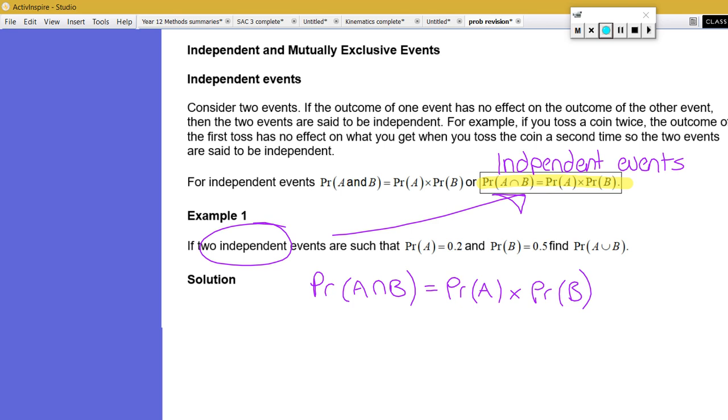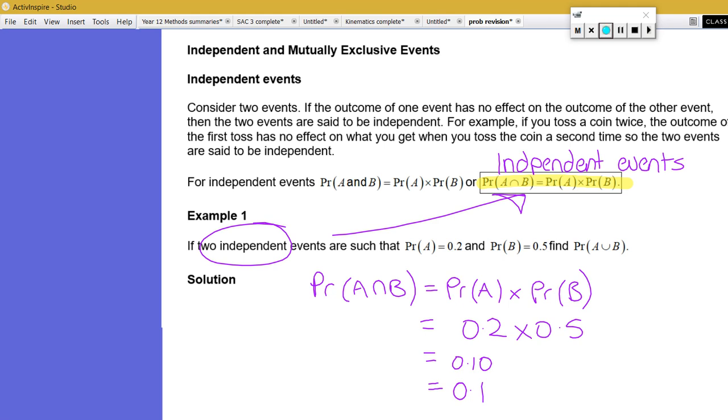So in the question, they've given us the probability of A, and they've also given us the probability of B. All right, so with that, we therefore can determine that the probability of the intersection is equal to 0.2 times 0.5. So when you're multiplying decimals, just multiply the numbers. So 2 times 5 is 10. And there were 2 decimal places in the question. Therefore, there must be 2 decimal places in the answer. So the probability of the intersection is just 0.1.